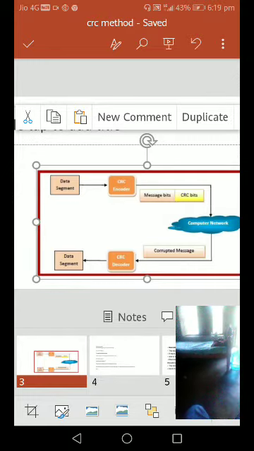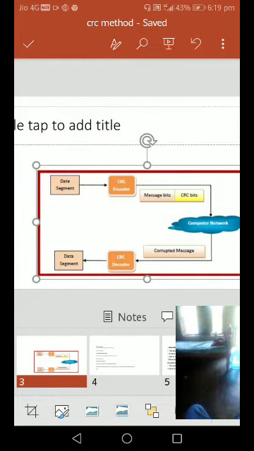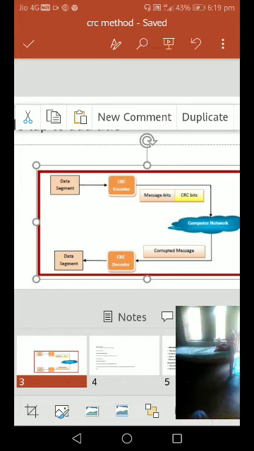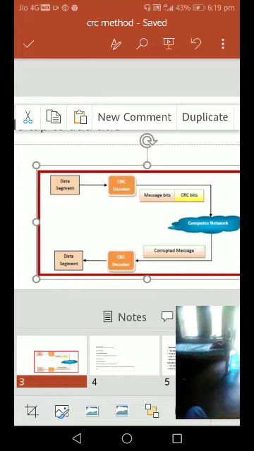The remainder is taken again. If the original data is added to the divisor n minus 1, all 0 bits added, then we have the division number. If the remainder is non-zero, then we take it again. The remainder bits are the CRC bits, which are added to your original data and again divided by the divisor.